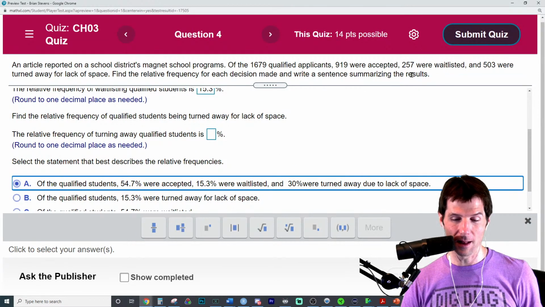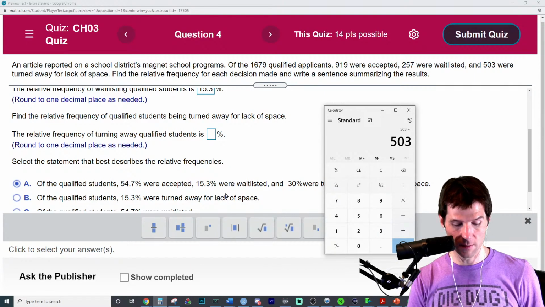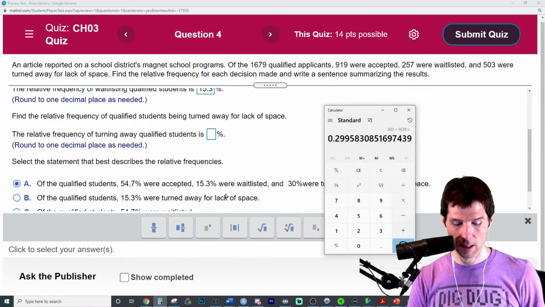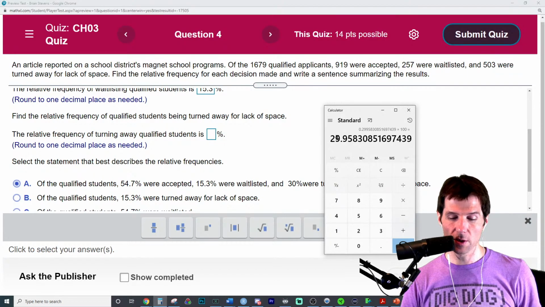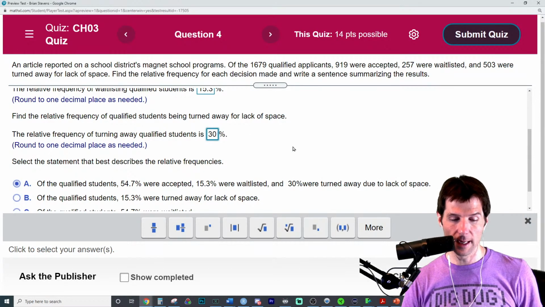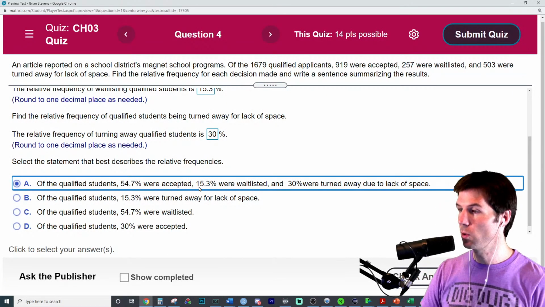The last one is the percent of students that were turned away. So the students turned away is 503 divided by 1679 times 100, and this one will round up. So if you notice here, 29.95 rounds up to 30%. So that's a good round on that one right there. And you got to check down here at the bottom with these numbers. That's a good way to check this one if you get it on the quiz.